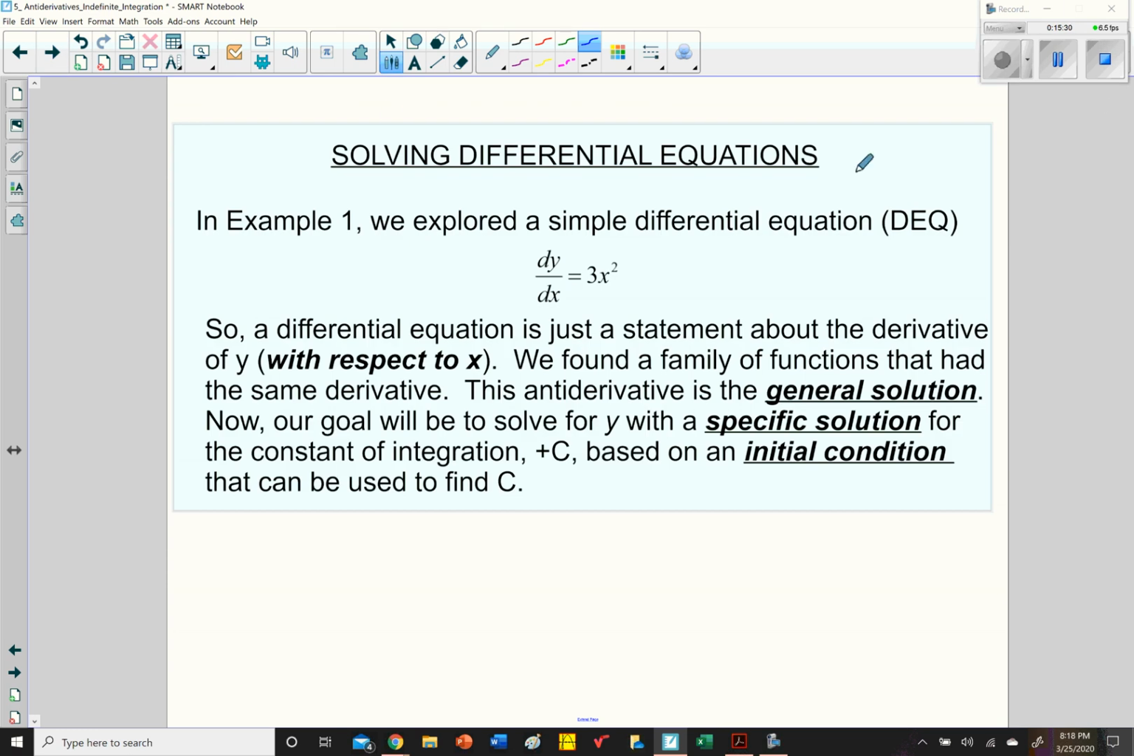Next, we're going to look at solving differential equations. This is our last set of examples, I believe, in this lesson. So a differential equation is just a statement about a derivative of y with respect to x. So the derivative of y with respect to x is 3x squared. And the antiderivative is the general solution, which means we have a plus c each time we have a general solution. To solve for a particular solution, we need an initial condition to find the c value.